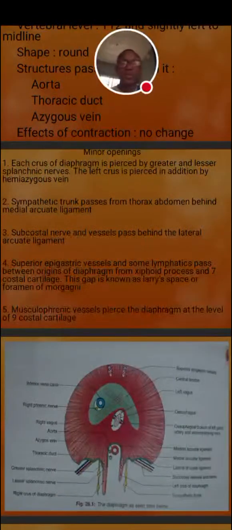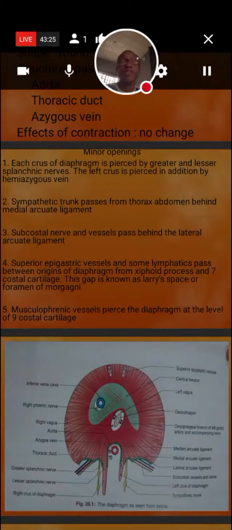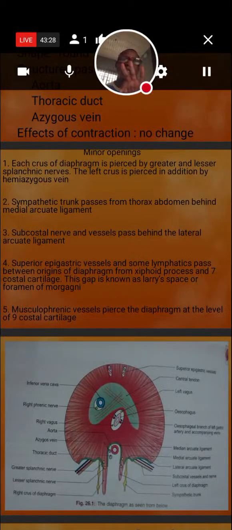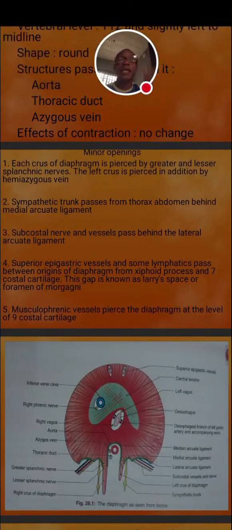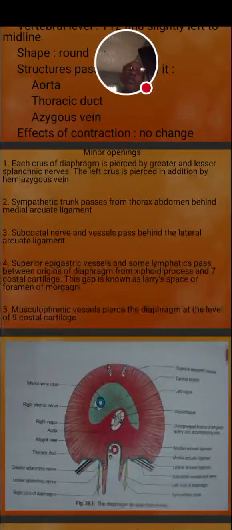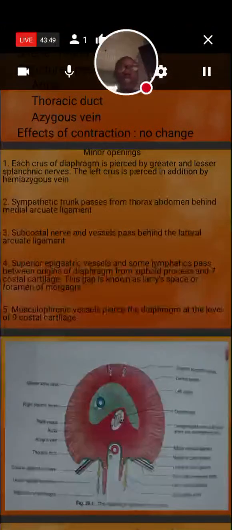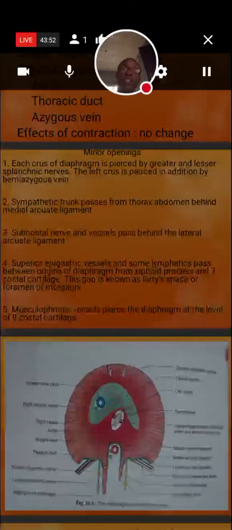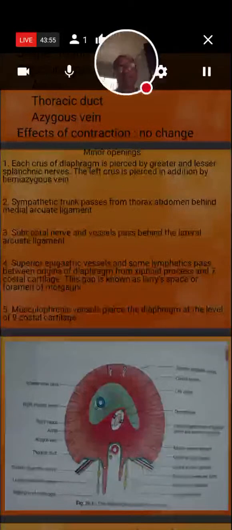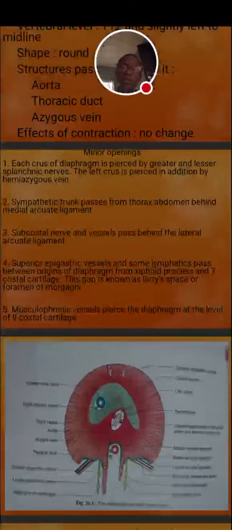So we move on. We now want to talk about the origin of the diaphragm. The diaphragm has three major origins. We call it CVS. C for costal origin, V for vertebral origin, and S for sternal origin. Do you follow? Okay.